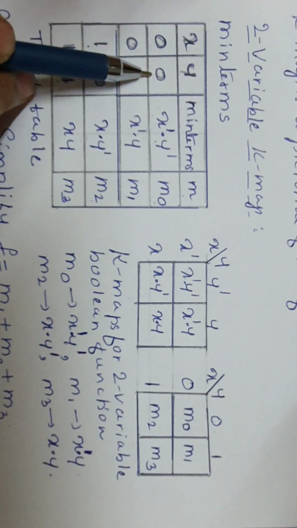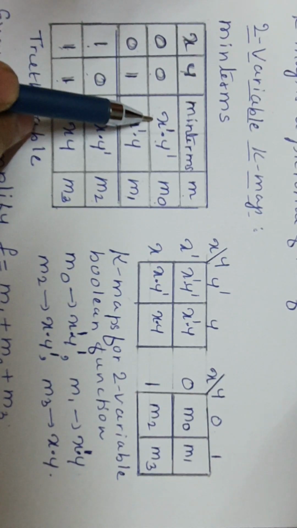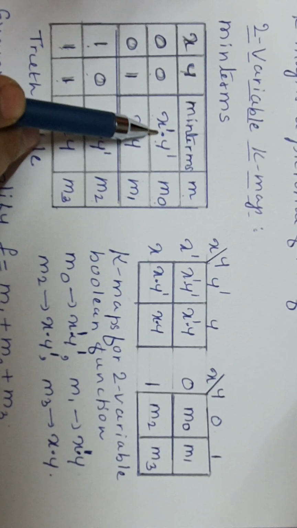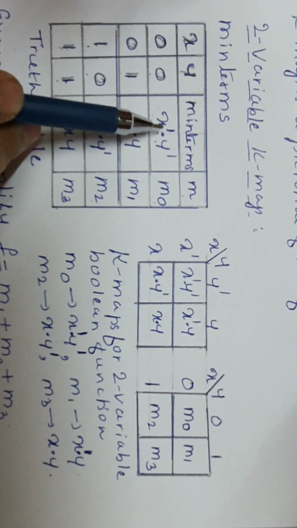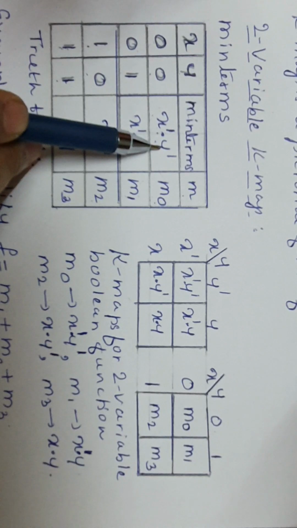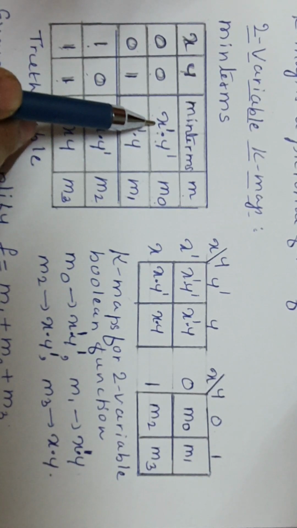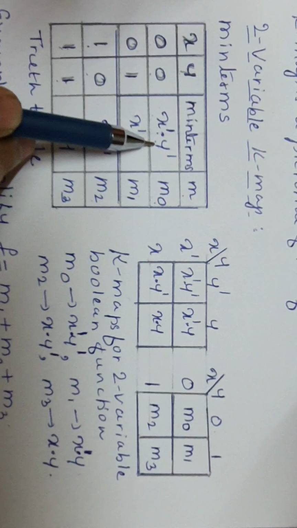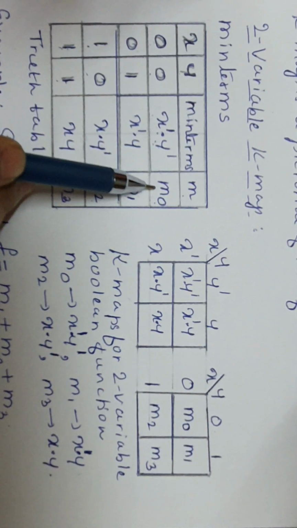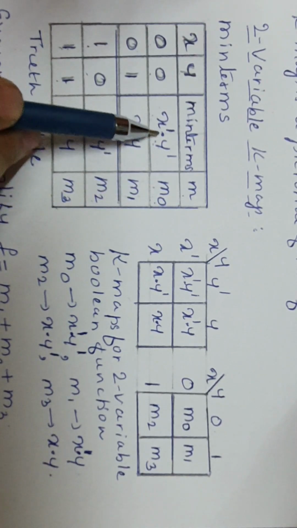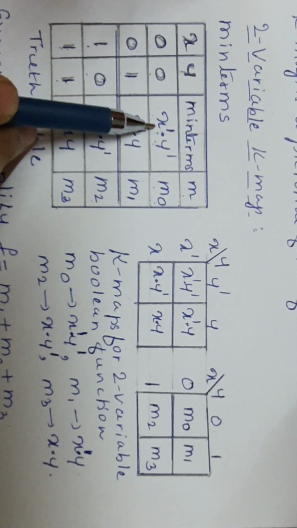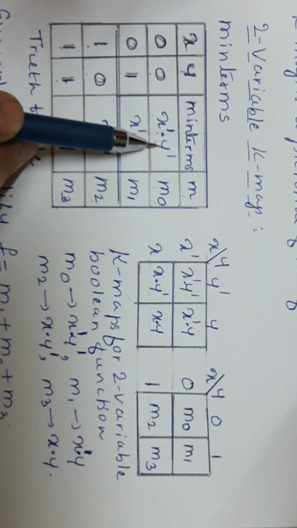For m0, x is 0 and y is 0. Hence x dash, then the AND operator. This dot operator is called the AND operation, the logical AND operation. Hence x dash and y dash indicates that x is 0 and y is also 0. This is called min term 0, m0. So m0 means x dash and y dash, or we read it as x dash y dash.